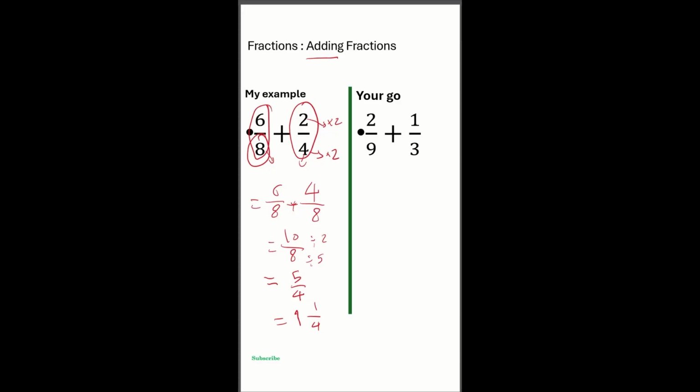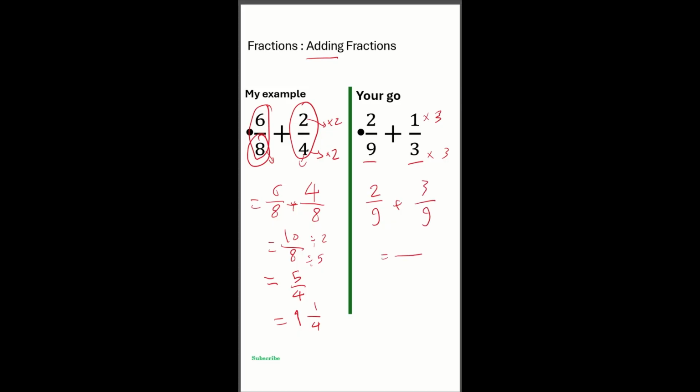Okay, so hopefully you tried to answer this question. 2 over 9 plus 1 over 3. Two fractions we're adding. We'll follow the same steps here. 9 is divisible by 3. We get 3. So we will multiply both the numerator and the denominator by 3. And we leave the bigger one as it is. 2 over 9 plus 3 over 9.